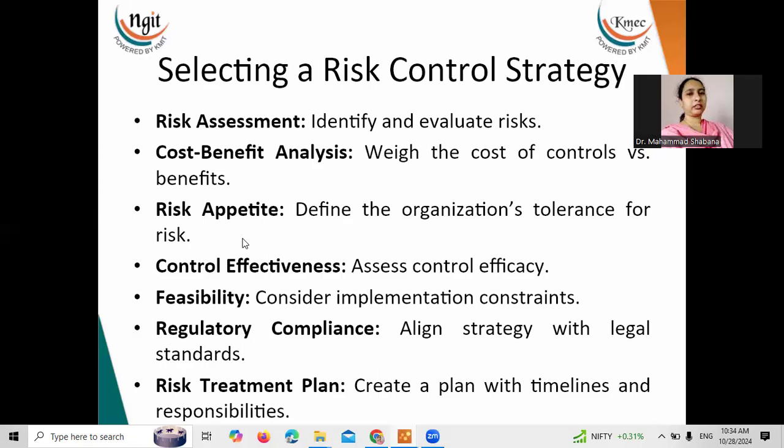Feasibility: consider the practicalities of implementing the control. Regulatory compliance: ensure the chosen strategy aligns with relevant laws. Risk treatment plan: develop a detailed plan to manage the risk. So these are the seven steps for selecting a risk control strategy: risk assessment, cost-benefit analysis, risk appetite, control effectiveness, feasibility, regulatory compliance, and risk treatment plans.